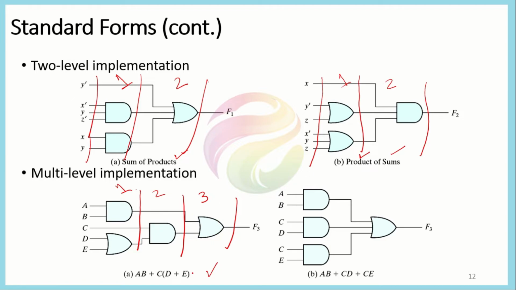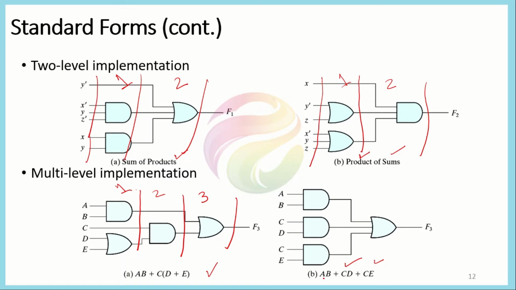But we can modify this Boolean function in a certain way so that it becomes more or less equivalent to the standard representation of sum of products or product of sums form. We can easily do that. If you open up the parentheses, we will have the CD term here and the CE term here. So now this is basically a sum of products.